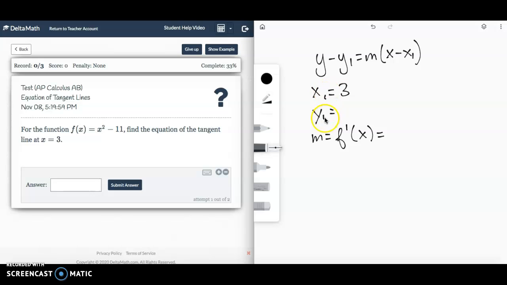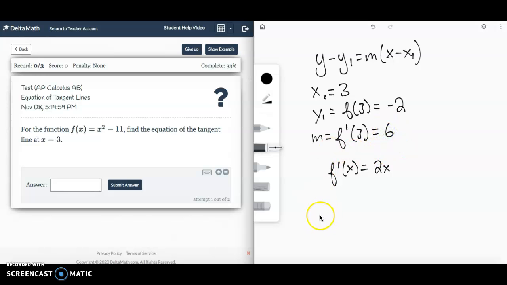And then how do I find y1? Well, if I have x and I want to find y, I'm plugging x into my original function. So f of 3, which would be 3 squared is 9, 9 minus 11 is -2. And then for my slope of the tangent line, I'm plugging 3 into my derivative. So let's see, f prime of x would be the derivative of this function. So that would be 2x. And then I'm plugging in 3, so then I get 6.